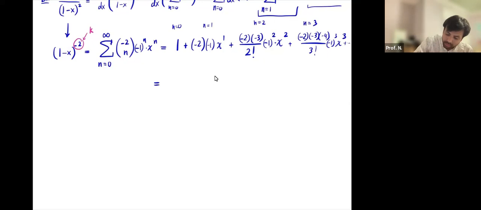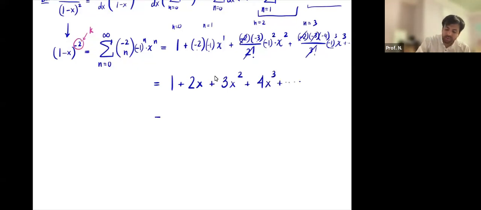But let me just clean this up a bit. This becomes negative times a negative is a positive 2x. Negative times a negative is a positive times a positive. So I have a positive. And the 2's cancel here, and I'm left with a positive 3x squared. Then the 3 and the 2 cancel. And the negative times a negative is a positive, times a negative is a negative, times a negative is a positive. So I get 4x cubed, and so on and so forth.